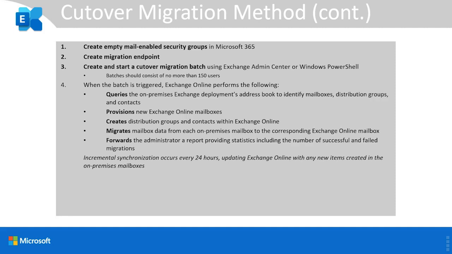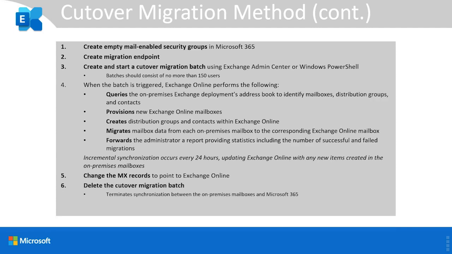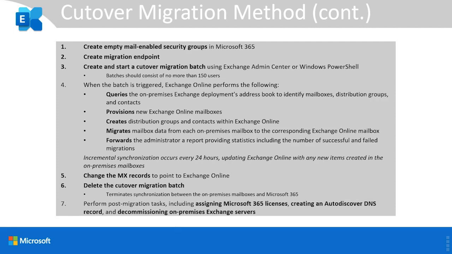Once you verify that this process worked, you can change the MX records to point to Exchange Online, delete the cutover migration batch, which terminates synchronization between the on-premises mailboxes and Microsoft 365, and then perform post-migration tasks, including assigning Microsoft 365 licenses, creating an auto-discover DNS record, and decommissioning your on-premises Exchange servers.